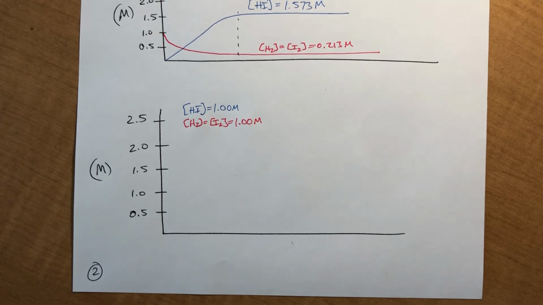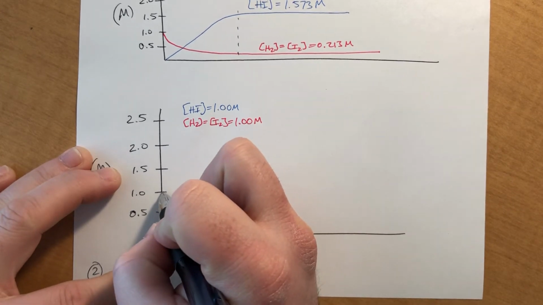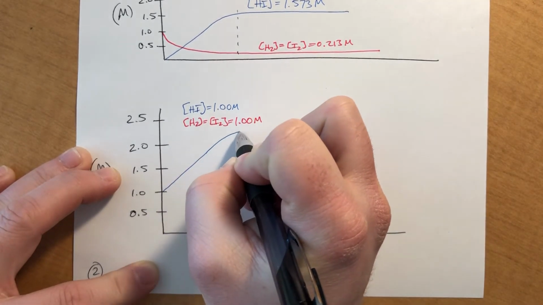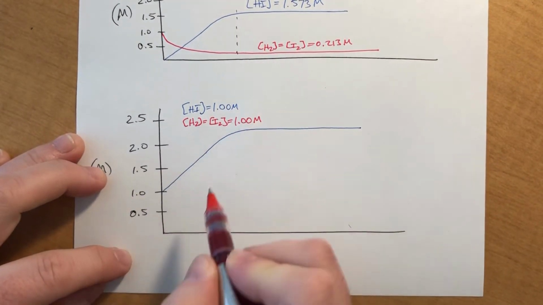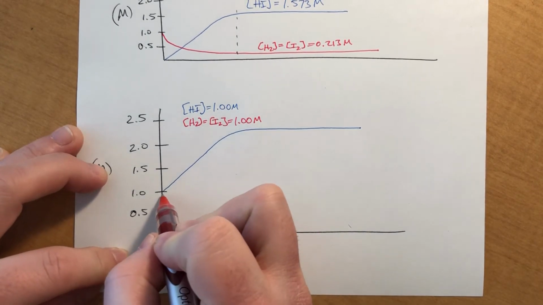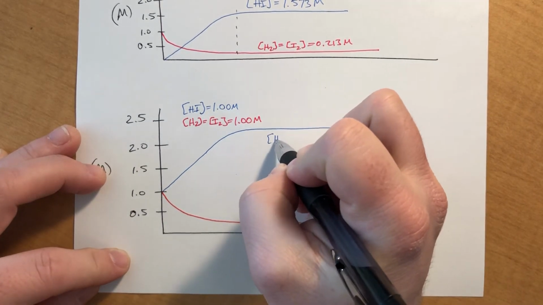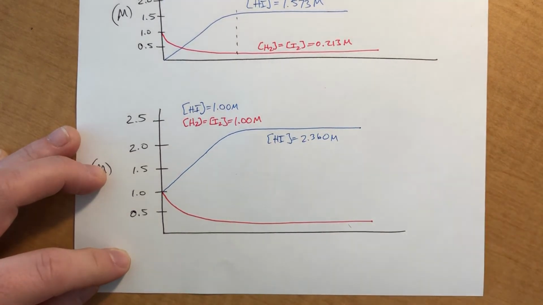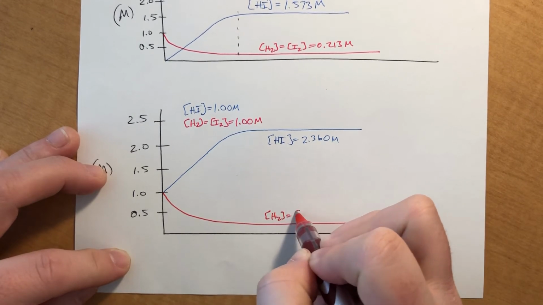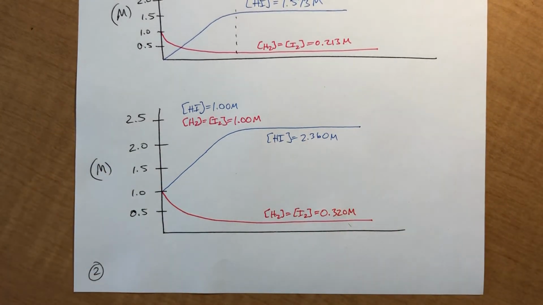It changes. And it turns out that the HI value goes up from 1 to about 2.36, so actually up quite a bit, and I'm going to probably run out of space. And the H2 and the I2 actually drops from 1 down to 0.32. I guess I can write all these numbers in here. So at equilibrium, the concentration of HI is 2.360, and the concentration of H2 and I2 is equal to 0.320.